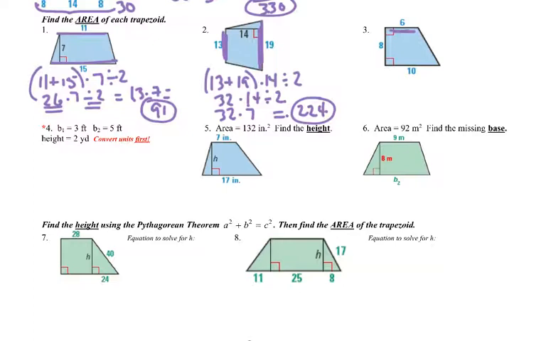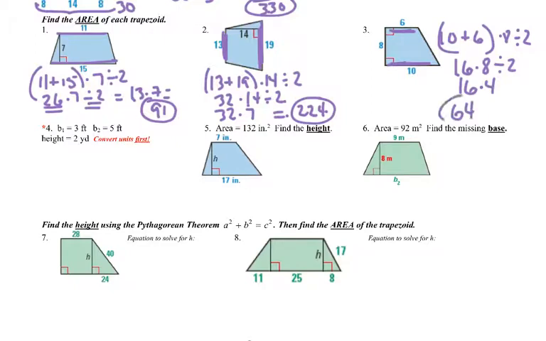You've done this before in middle school for sure. This one's got even nicer numbers. 10 plus 6 times 8 divided by 2. 16 times 8 divided by 2. Or 16 times 4, or 64.